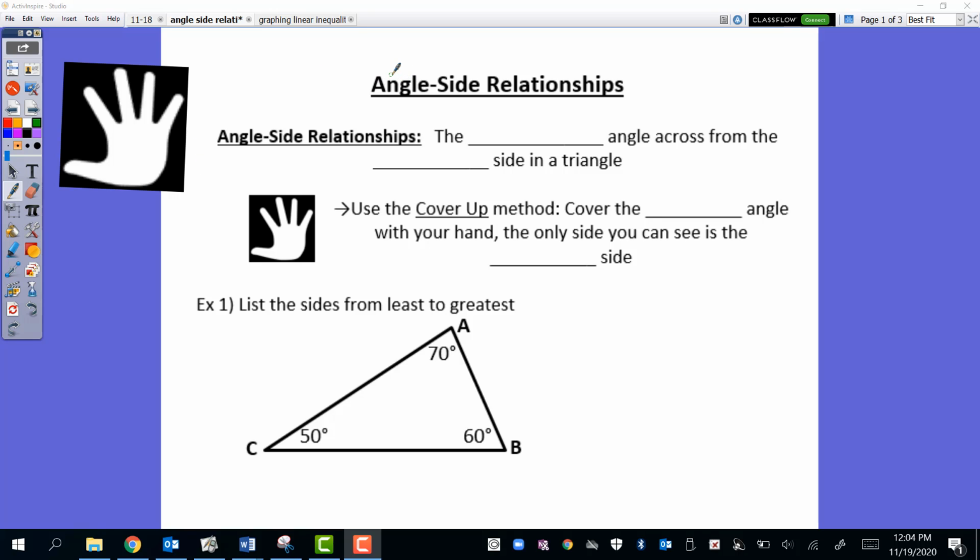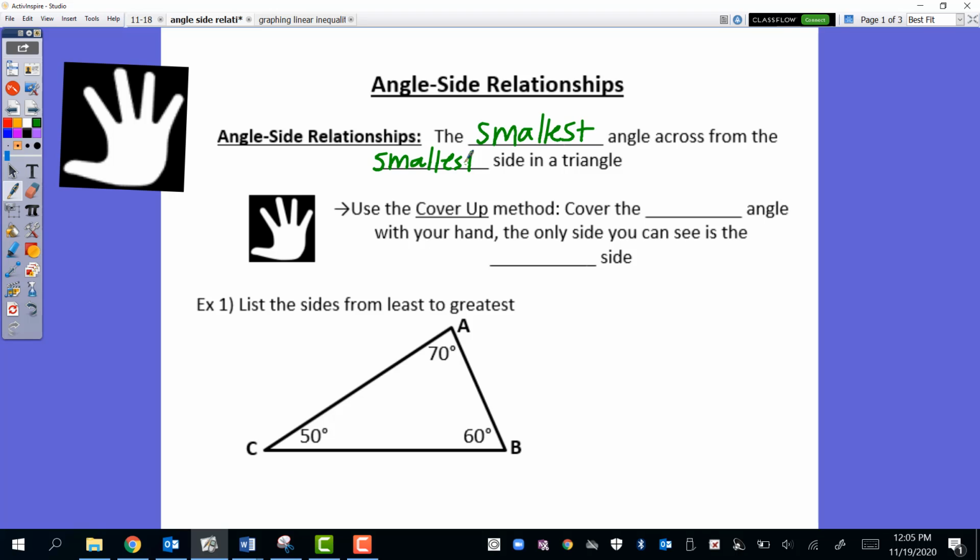All right, so our next topic is angle-side relationships. We kind of talked about this when we did isosceles triangles. All we're doing today is figuring out how you know which side is across from which angle. That's angle-side relationships. Basically, we know that the smallest angle in any triangle is going to be across from the smallest side.